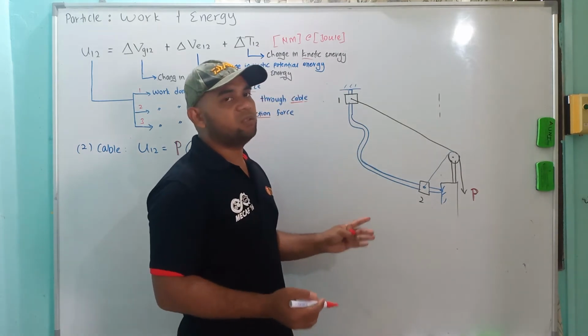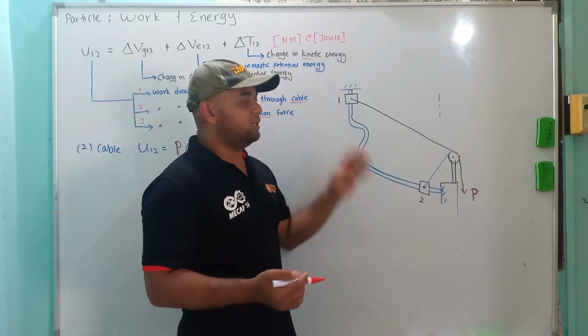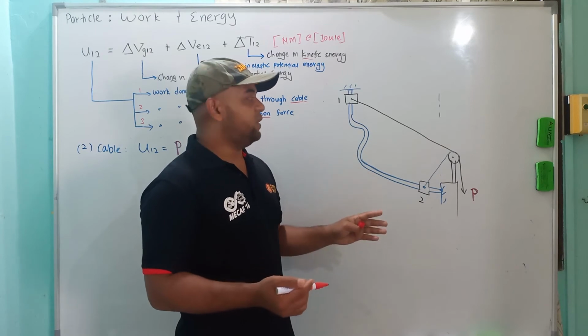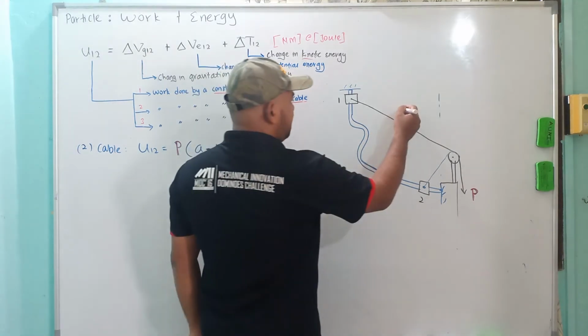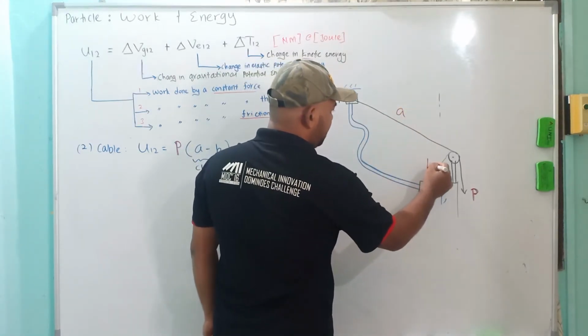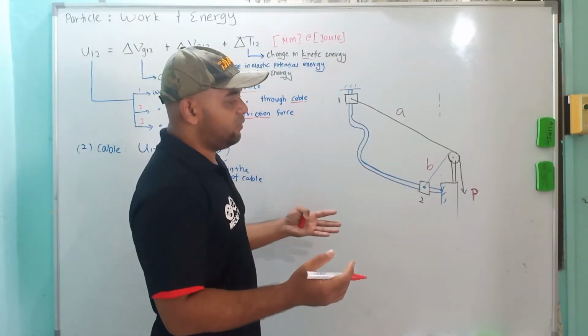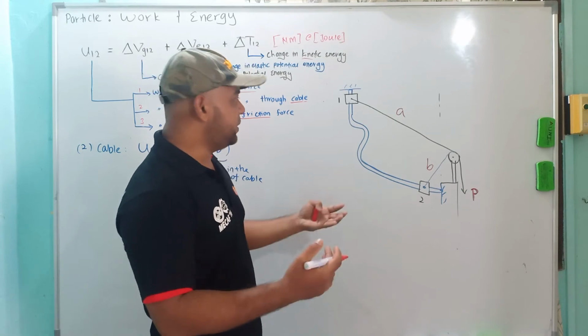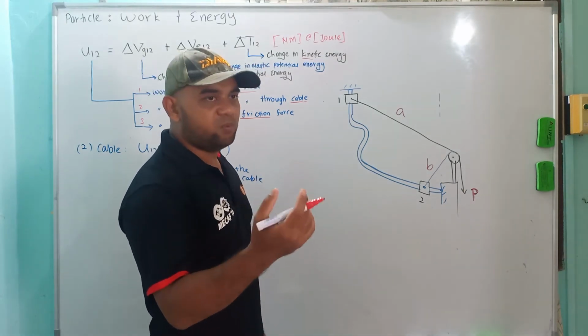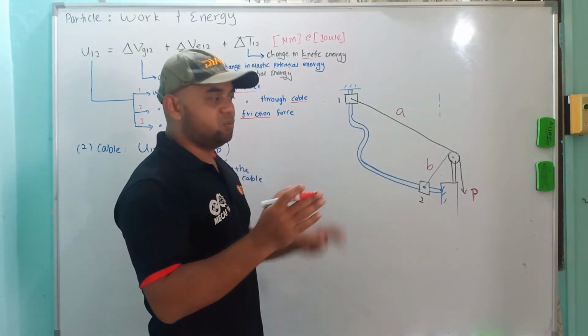What we want to know is only the change in the length of the cable. So let's say this is A, this is B. What we want to do is make sure we know the length of the cable. So the lengths of A and B, we take from two fixed points.